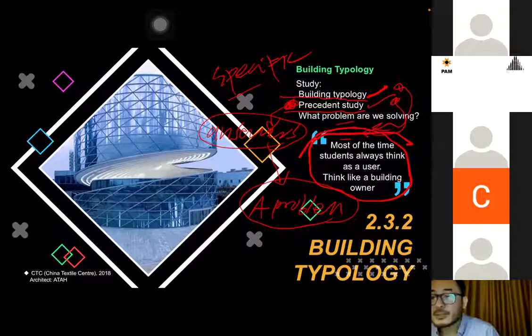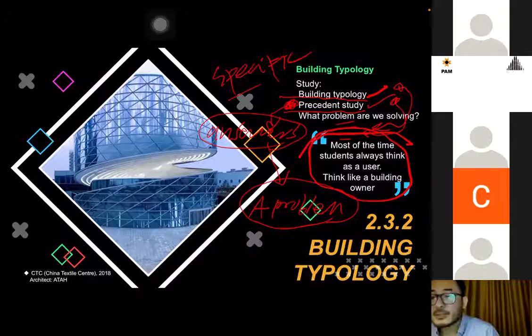Example, library. As a user, what you know about library is you go to the entrance, you see a counter, register yourself as a library user, get tickets and cards and so on, go to the library, go to the computer to search what book, and then from what book, you go to the book sections, right? From book sections, you take your book, what you need, and then go back to the counter, register the book under your name, and leave. That is only user experience.